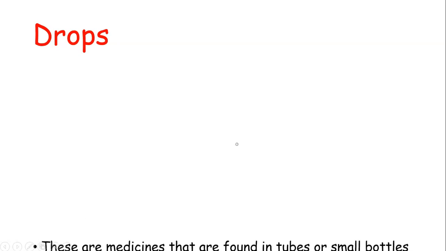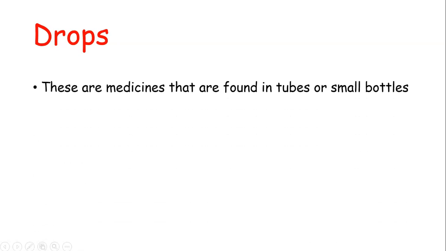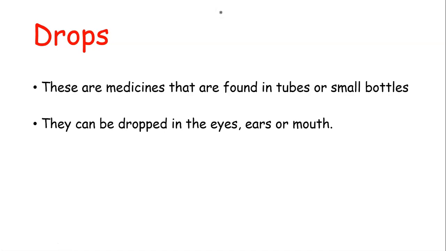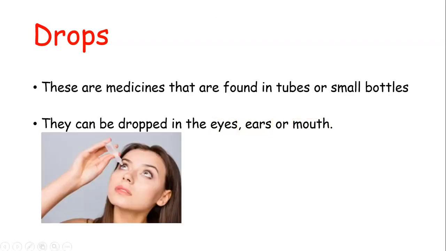Then we have other type of medicine that we said are called drops. What are these drops? So these are medicine that are found in tubes or small bottles. They can be dropped in the eyes, in the ears, or mouth. So these medicines, they have to be dropped. So you can see this lady here. This lady is carefully dropping the medicine to her eyes. So that's what we mean by drops.